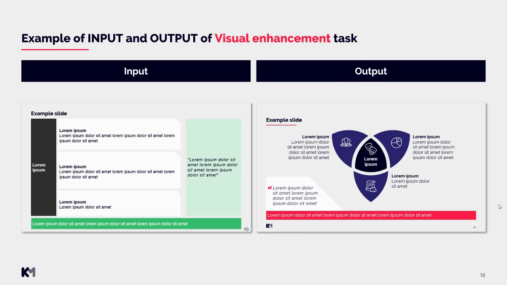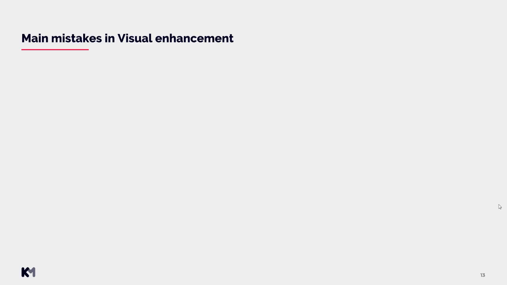As you can see in the output, creative effort was applied. We have changed and improved the structure, while we have kept the meaning of the slide. We have also made sure that everything is guideline compliant. Now let's take a look at main mistakes in visual enhancement.